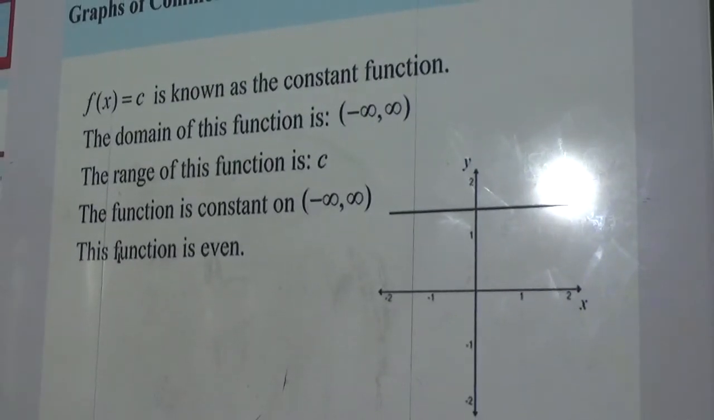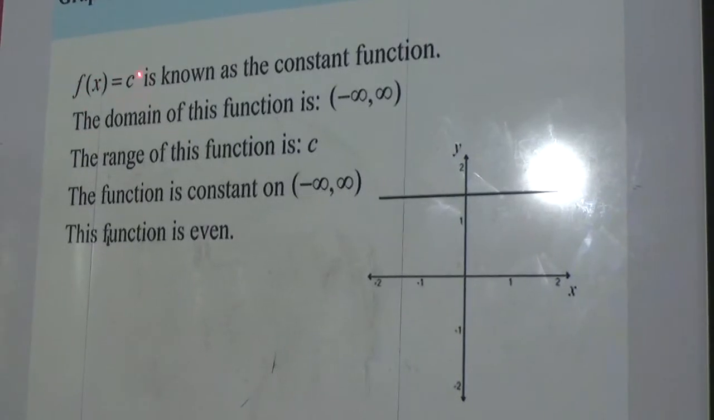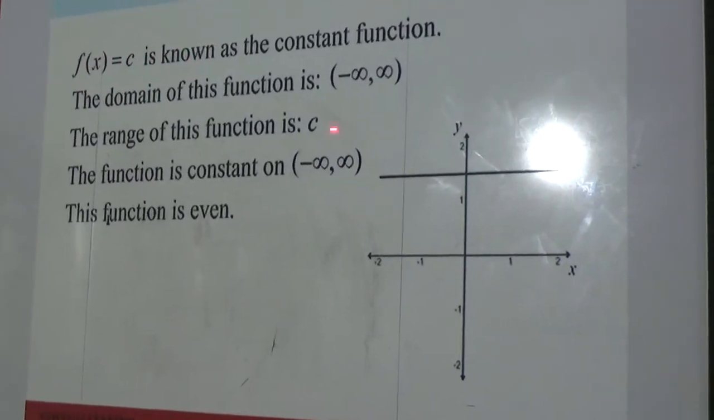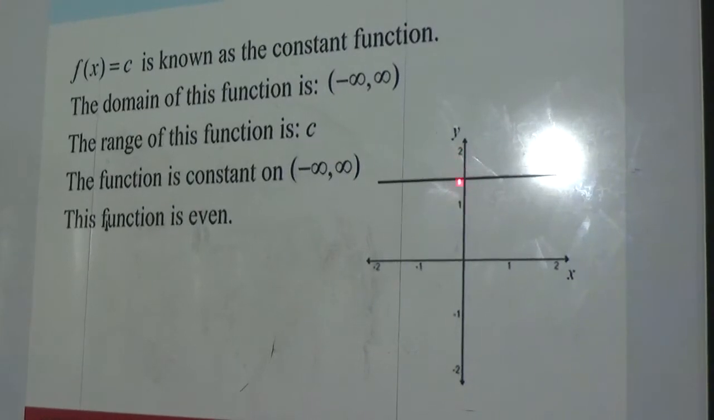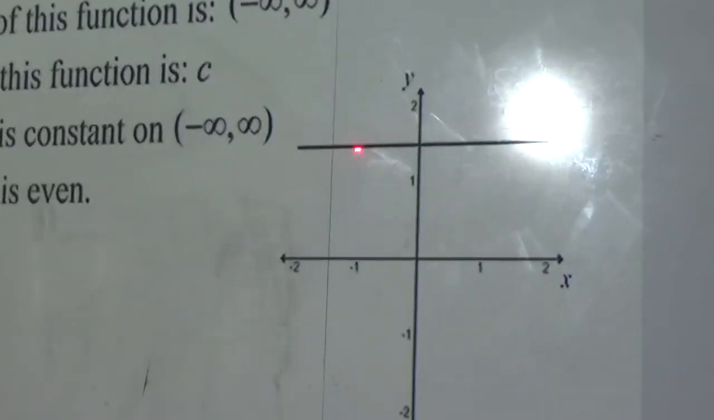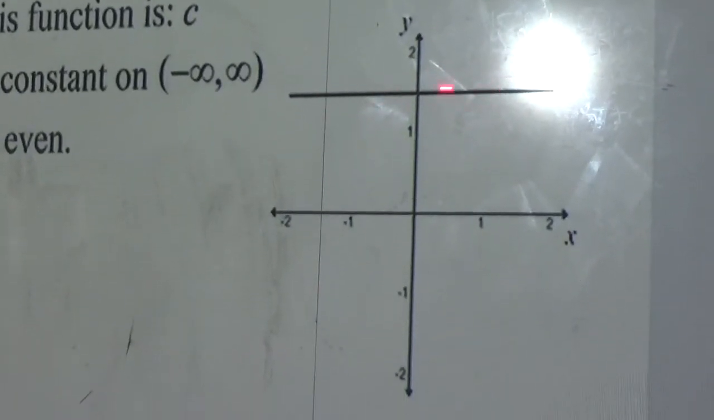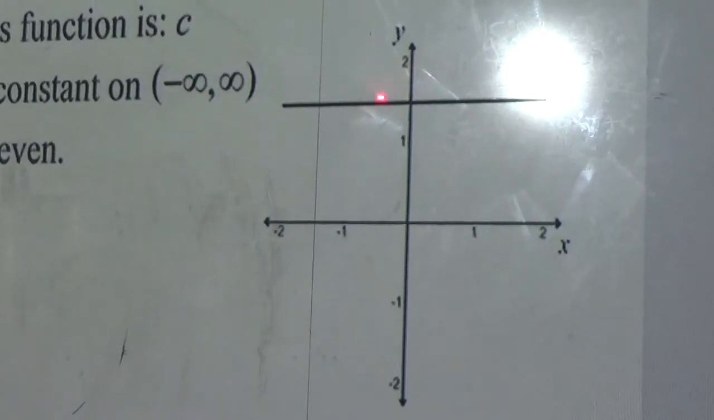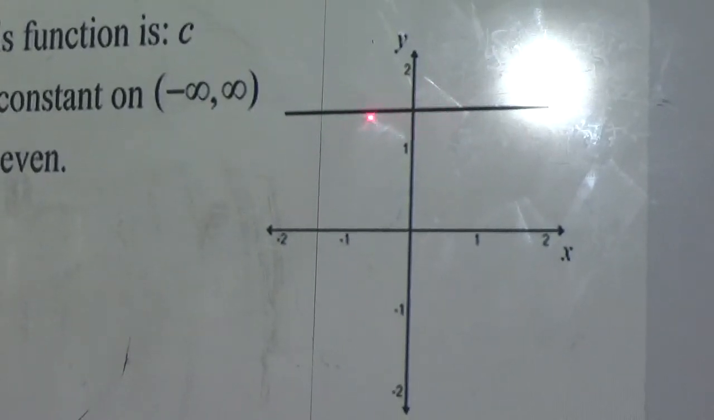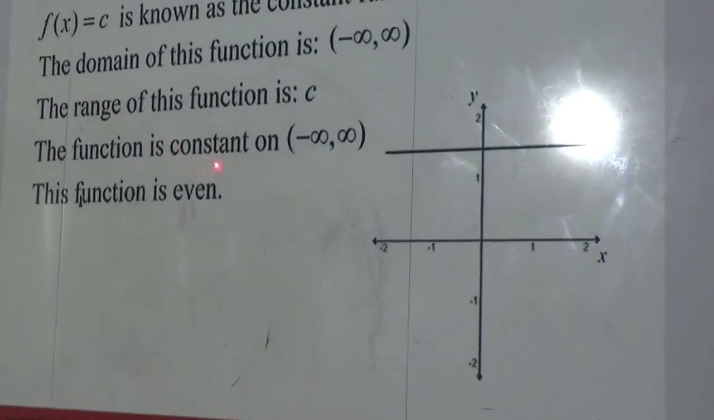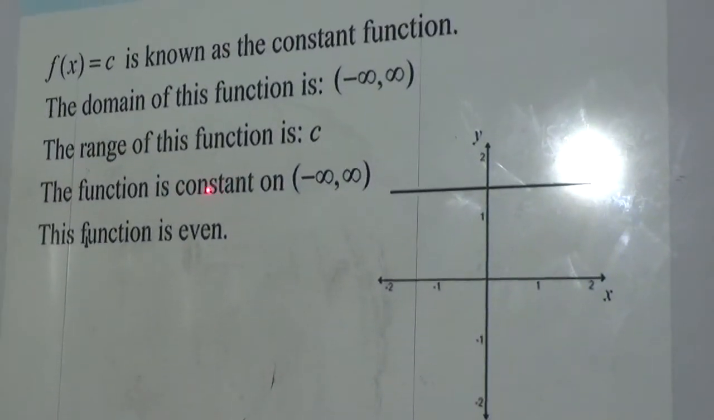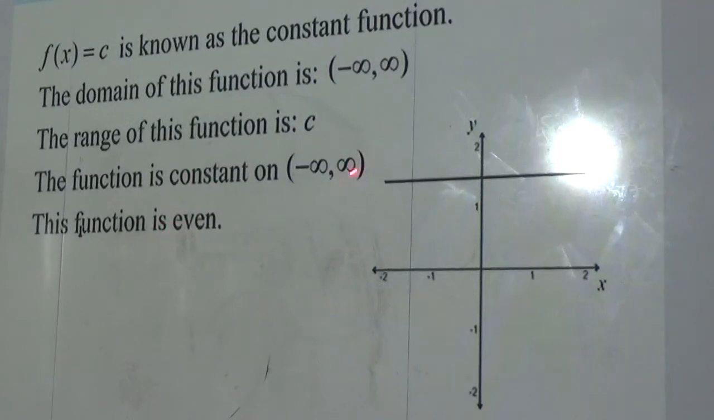So this is the first one, the constant function. This is whatever value of y. In this case, it looks like it's about 1.5. So the equation of this line would be y equals 1.5. And we're interested in the same things we've always been interested in with functions. What is the domain? What is the range? Where is it increasing, decreasing, or remaining constant? Is it even or odd? And that's what we're going through here with each one of these common functions.